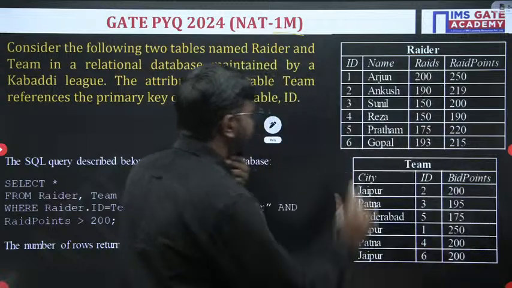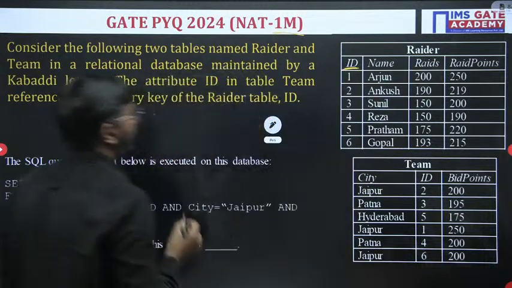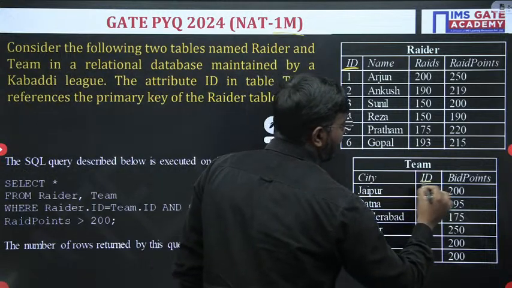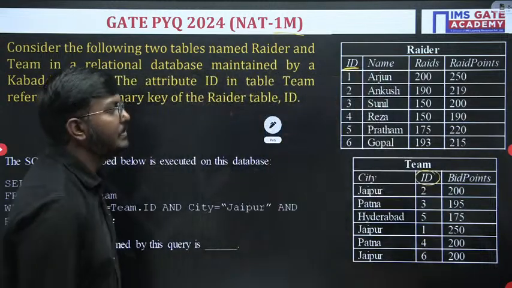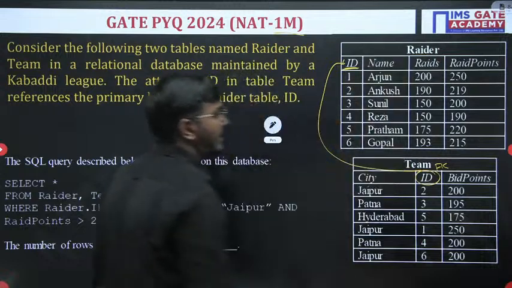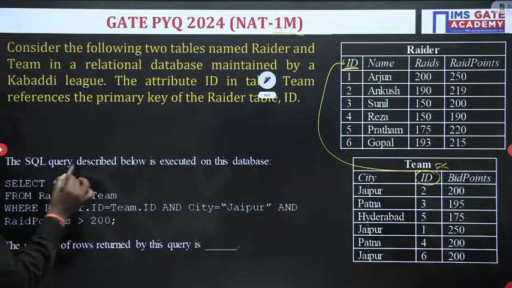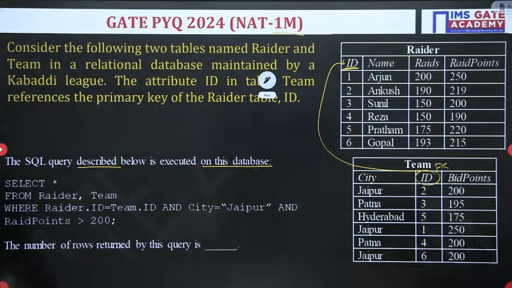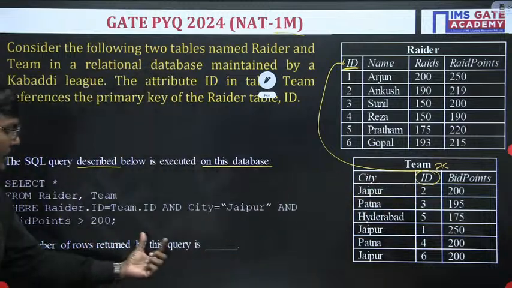Now see, in the Raider table, this ID is the primary key. Now it says, the attribute ID in the table team, this is our table team. This ID attribute is referring to this ID in the Raider table. Understood? It means this is nothing but a foreign key, referring to this ID in the Raider table. Just for the connections here. Now see, it says the SQL query described below is executed on the database. Means the given SQL is getting executed on these two tables, and then asking the number of rows returned by the given query here.